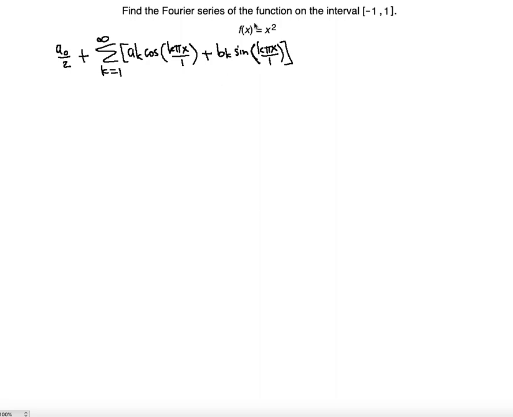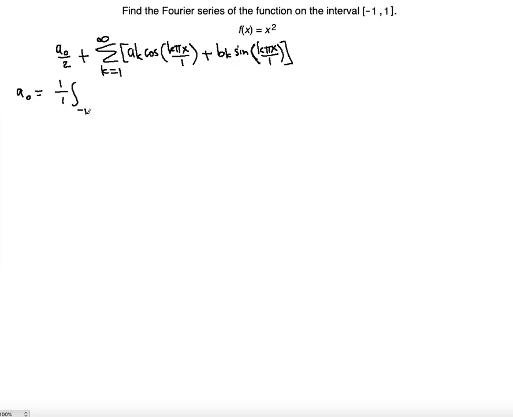We have to find the Fourier series of a function on the interval from -1 to 1. The function is f(x) equal to x squared. Right, so first we're going to find a subscript 0. And we know that's going to be 1 over the half of this interval, which is 1.